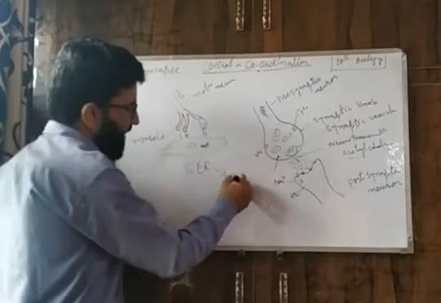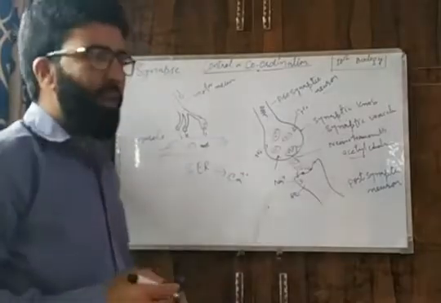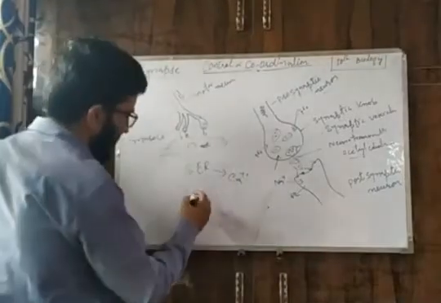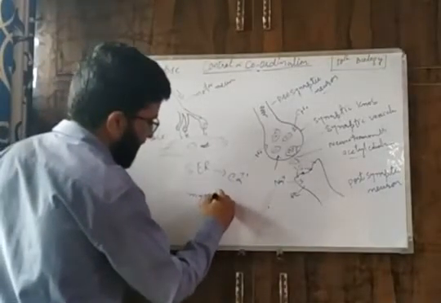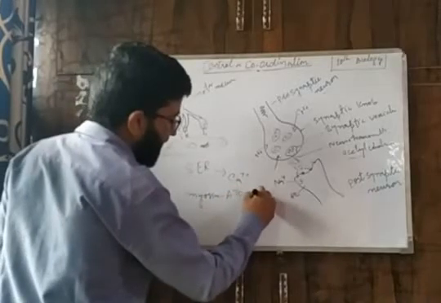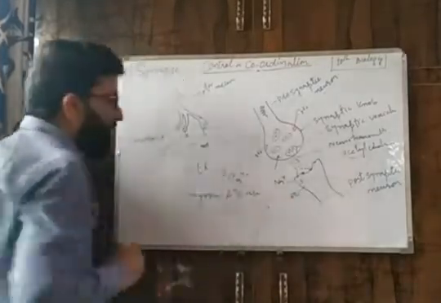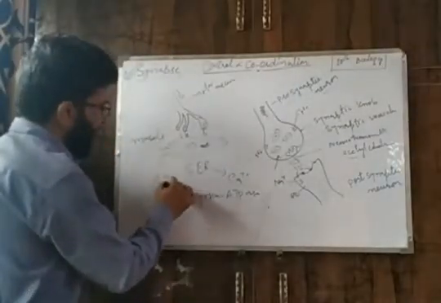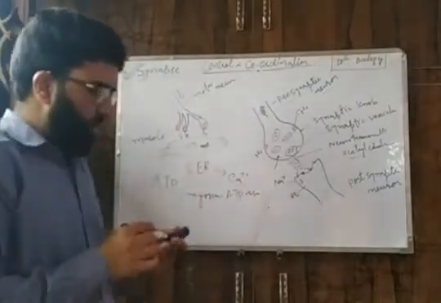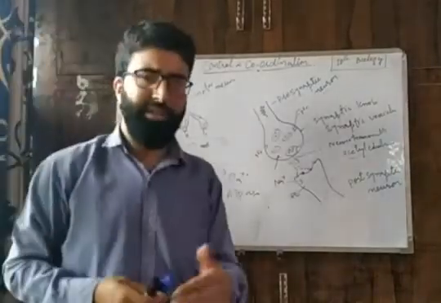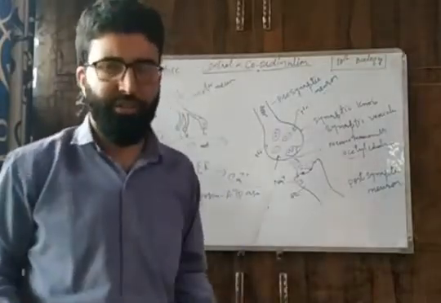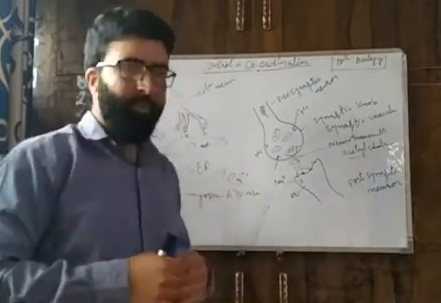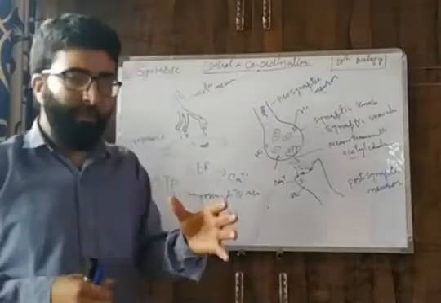When it releases calcium ions, these calcium ions activate an enzyme that lies in the muscle cells, which is called myosin ATPase. This enzyme, myosin ATPase, hydrolyzes the ATP, adenosine triphosphate. We know ATP is the energy currency of the cell. It releases the energy.